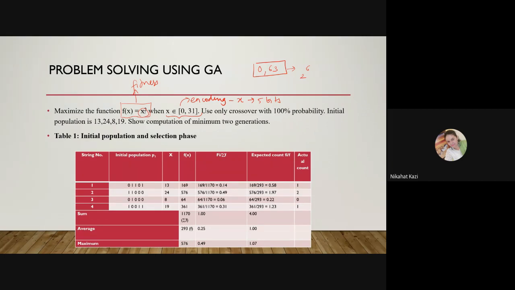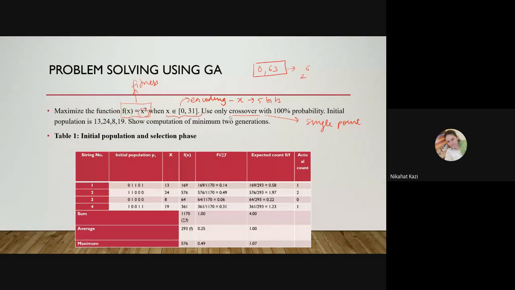What else will be mentioned is the kind of operators you have to go for. Here it's given only crossover. If nothing is mentioned about the type of crossover, you go for single point crossover. If the type is mentioned explicitly, then you have to use that type, whatever the available types are: single point, multi-point, 2-point, and uniform crossover.